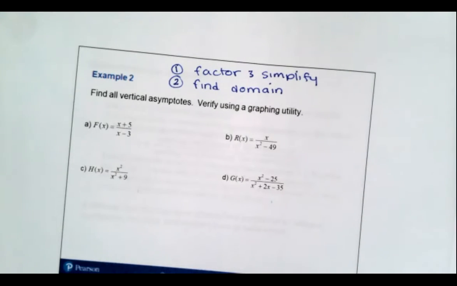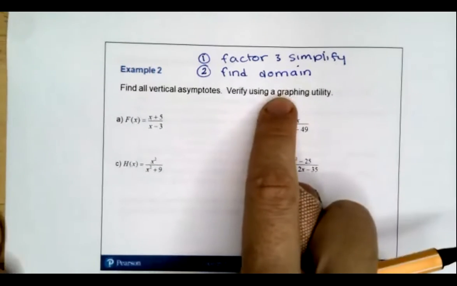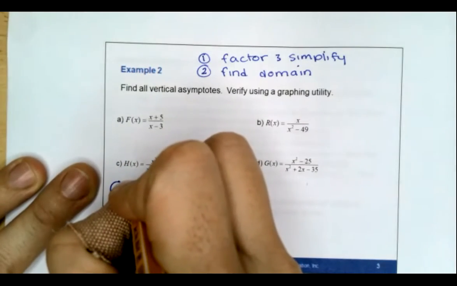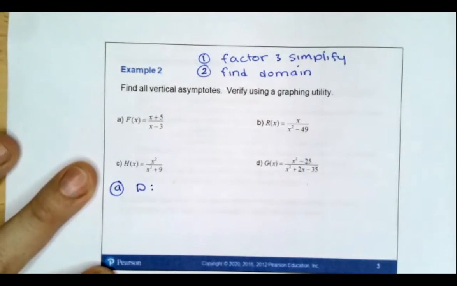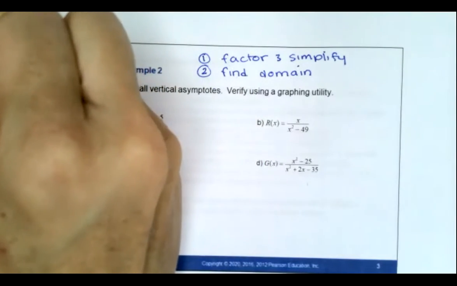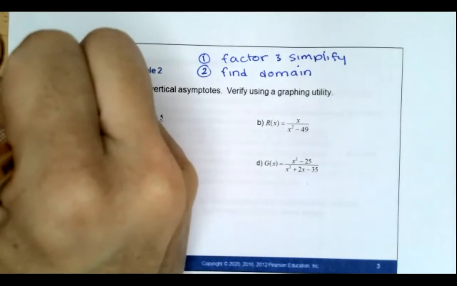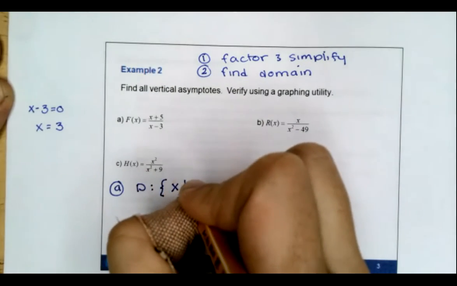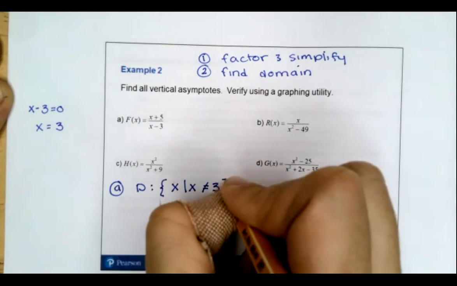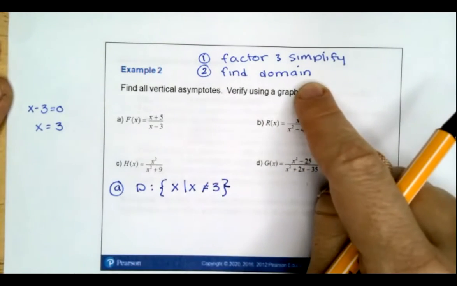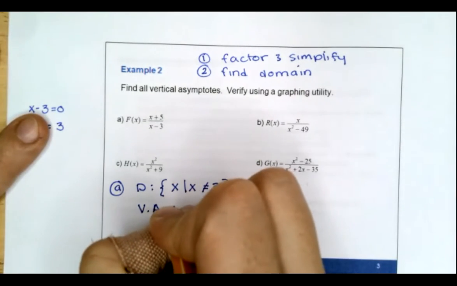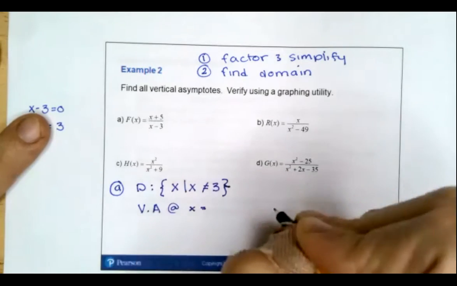So just like we did in those first 3 examples, A, B, and C, we're just going to find the domain. For letter A, my domain is, again, x minus 3 is 0, so x cannot be +3. So x such that x cannot be a positive 3. We found the domain. So we have a vertical asymptote at x equals 3.